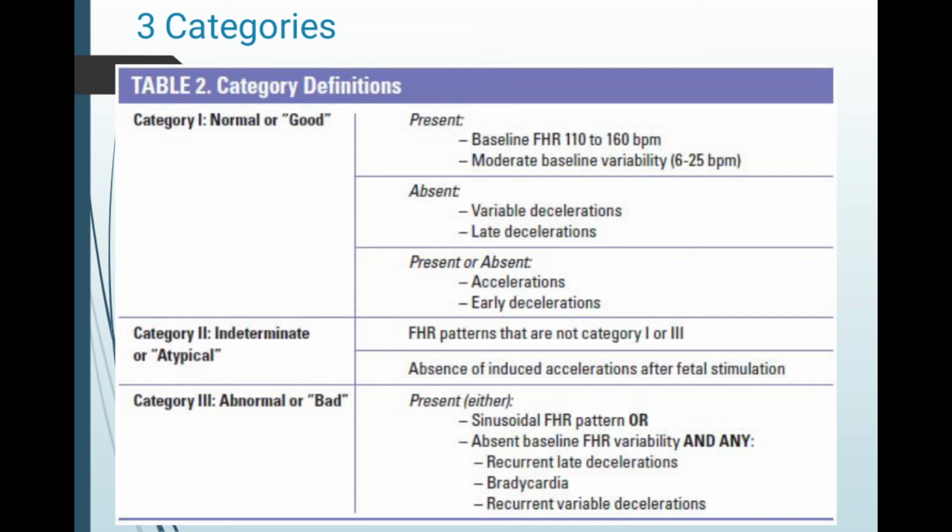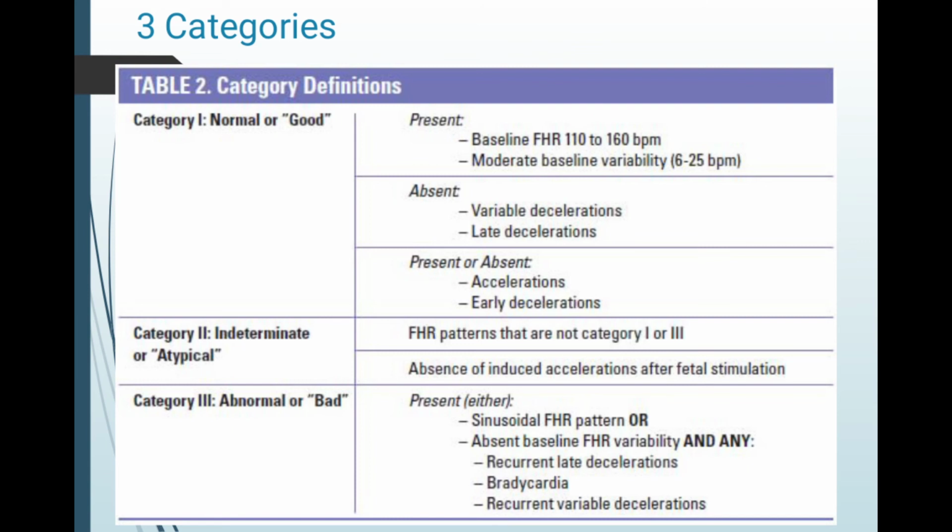Category 2 is the indeterminate or atypical. It's fetal heart rate patterns that are not category 1 or 3. Absence of induced accelerations after fetal stimulation.